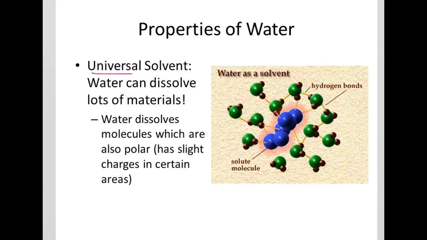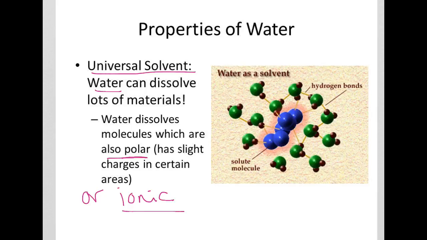Another property of water is that it is a universal solvent. This is a huge property of water for us. Water can dissolve lots of materials. It doesn't dissolve everything, so the term universal solvent isn't entirely accurate, but it dissolves lots of things. And water specifically will dissolve molecules that are also polar, so they also have slight positive or negative charges, or they can be ionic, which means that they have a totally positive charge or a totally negative charge.